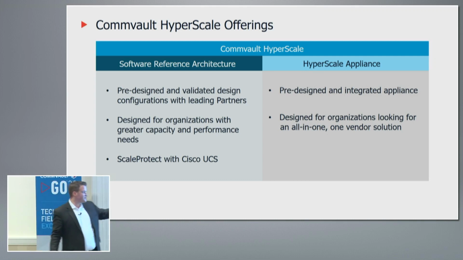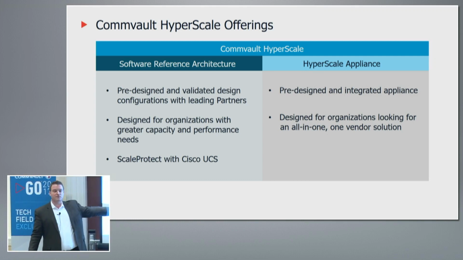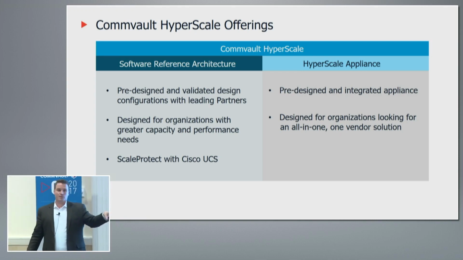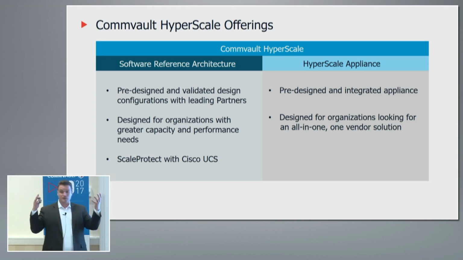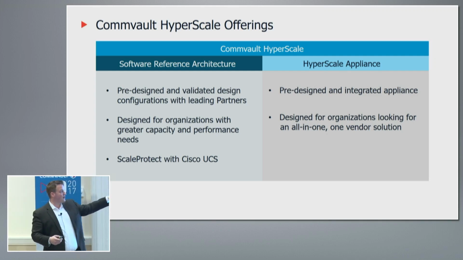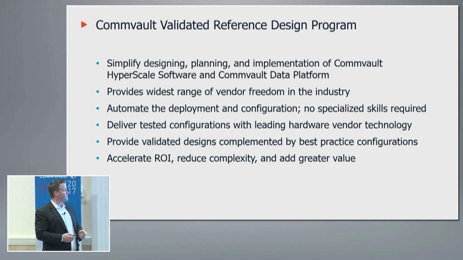On the reference architecture side, we've worked with Cisco, as Bill mentioned earlier, to announce a solution called Scale Protect with Cisco UCS. What that is essentially is a reference architecture design on Cisco UCS that's on their price book. It's a product that is basically built by Commvault and Cisco together to give customers this data protection solution on scale-out infrastructure. On the flip side, our HyperScale appliance is that pre-designed integrated appliance, and it's meant more for a smaller environment, not looking for massive petabyte scale. And we'll go into the details of Gluster in a moment.